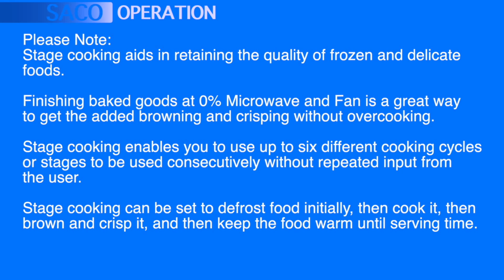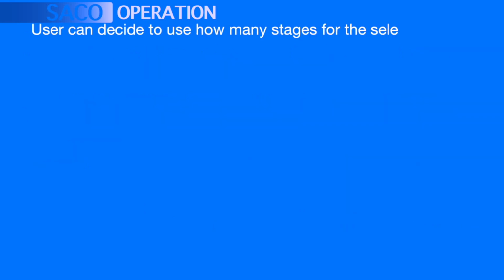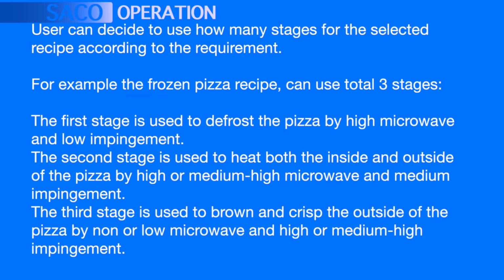Stage cooking can be set to defrost food initially, then cook it, then brown and crisp it, and then keep the food warm until serving time. Users can decide how many stages to use for the selected recipe according to the requirement. For example, the frozen pizza recipe can use a total of 3 stages.